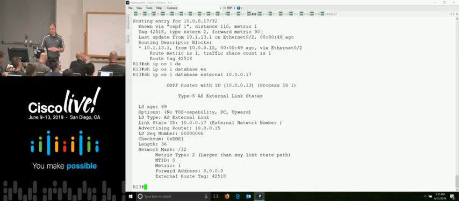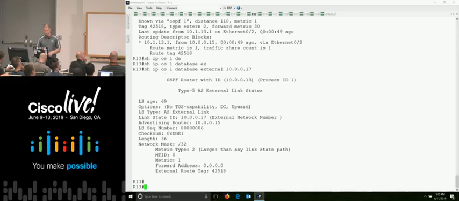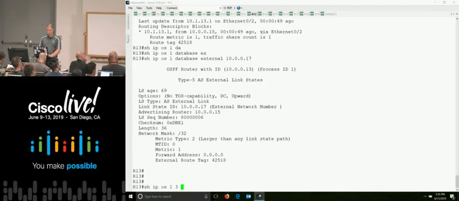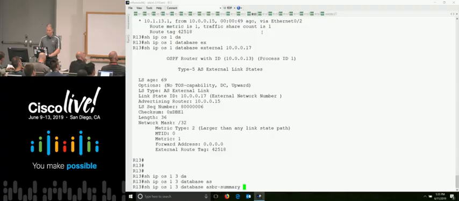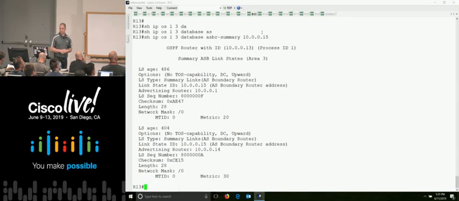There's a few different ways we can do it. I'll show you the long way first. We can look at our ASBR summary for it. And we have two choices here. We have metric 20 and metric 30. This is R1 and R14's costs to get down to R15.